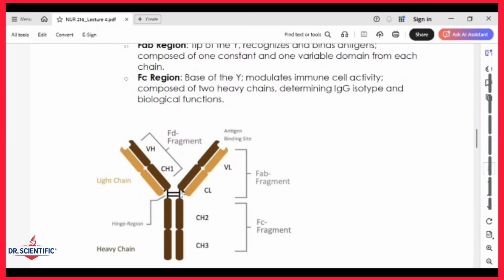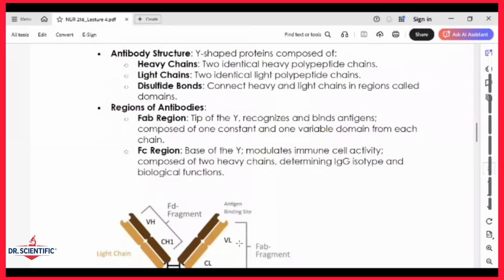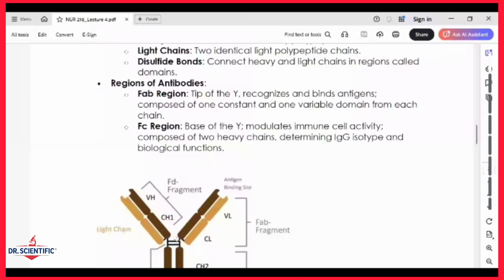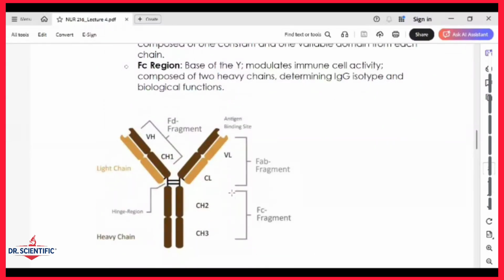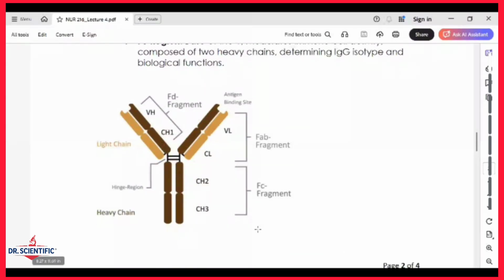Then this is where we have the disulfide bonds. These are the disulfide bonds here. This is the domain where we have the disulfide bonds, so they are binding the heavy and the light chains together. Okay, so ideally this is how any immunoglobulin looks.